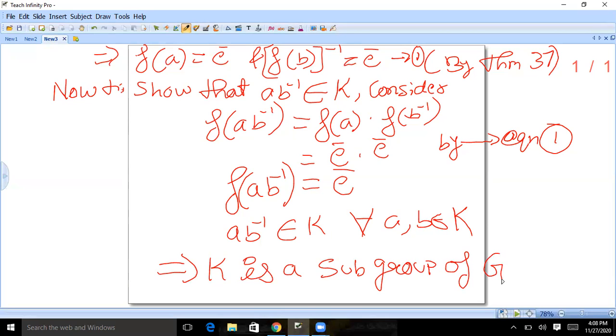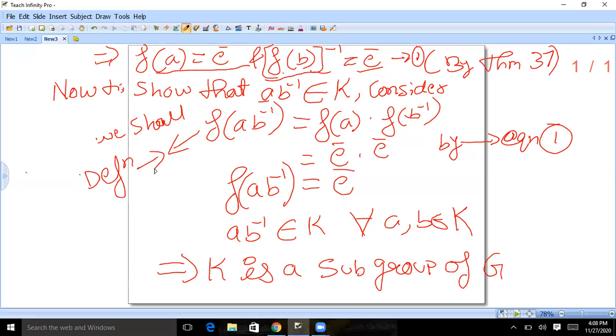So what we did from the first on this page, we shall see now. Here f of A is equal to e bar and f of B whole inverse is equal to e bar. This is equation number 1. How we consider this part, I have told in previous videos under Theorem number 37. Now, showing that AB inverse belongs to capital K, we shall take f of AB inverse, by the definition.